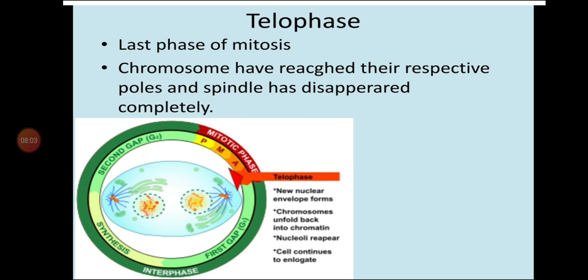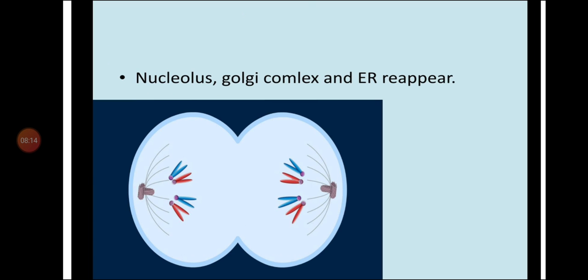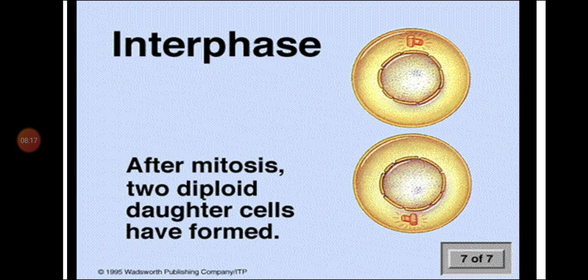The nucleolus begins to reappear. Nuclear membrane begins to appear around the chromosomes, and spindle fibers break down and get absorbed in the cytoplasm. Thus, two daughter nuclei are formed in this cell. You can see here at the interphase after mitosis, two diploid daughter cells have been formed. Next we are going to study cytokinesis, that means division of cytoplasm.